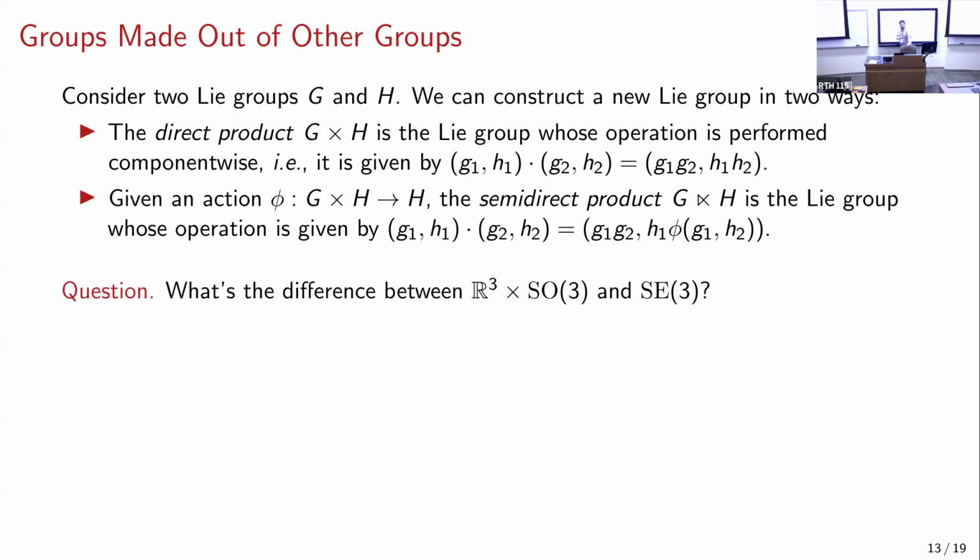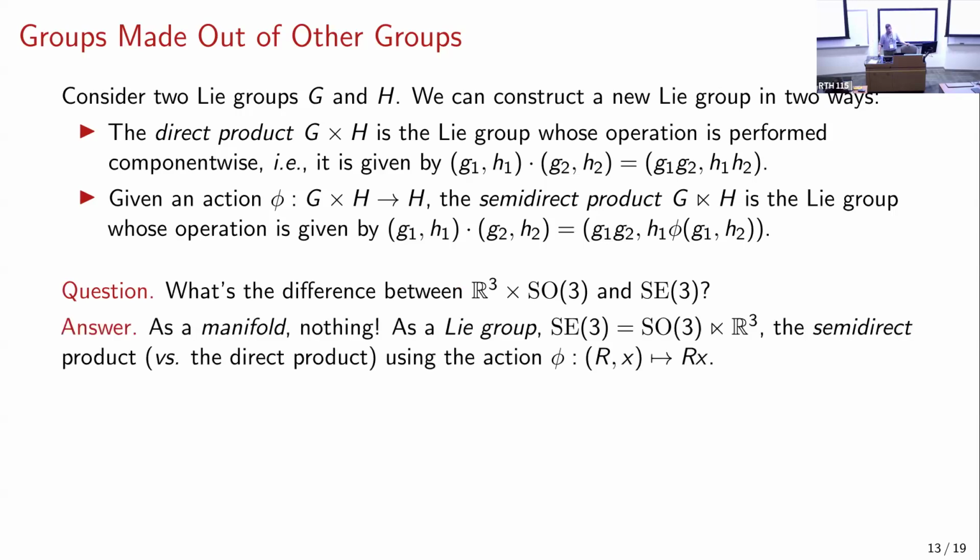Okay. What's the difference between R3 cross SO3, and here I mean it in the sense of this, and SE3, the space of homogeneous transforms that we are familiar with in robotics? Well, as a smooth manifold, nothing. They're the same set. They have equivalent differentiable structure, but as a Lie group, in terms of the group operation, they're different. And the difference is that SE3 is actually the semi-direct product of SO3 and R3. And in particular, it's the semi-direct product for this action phi given by this here.